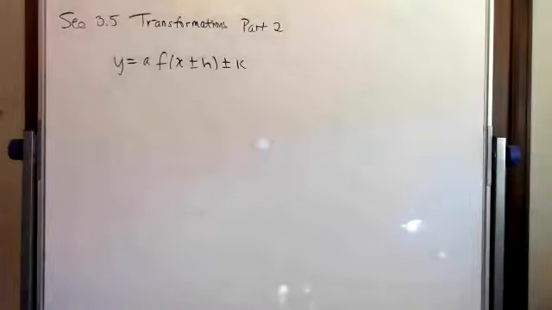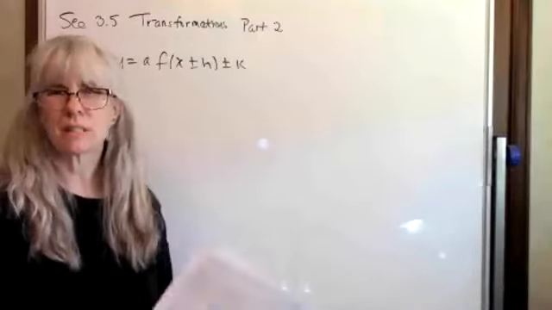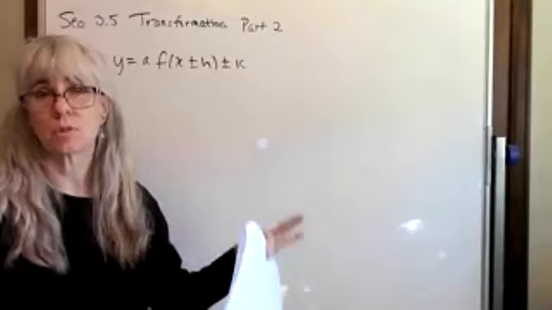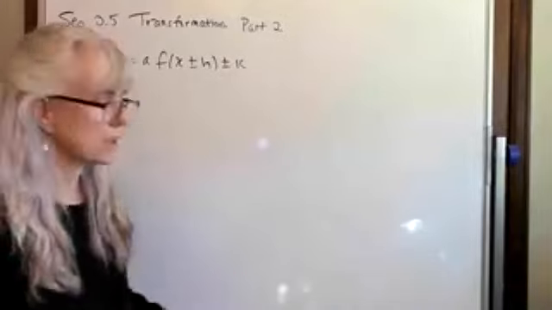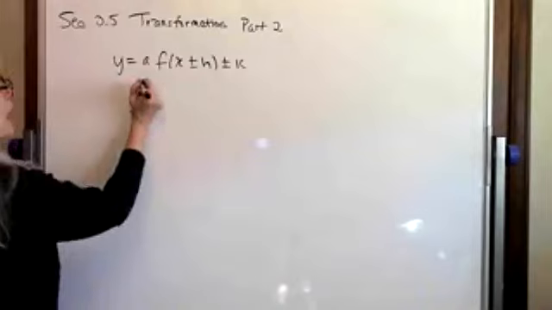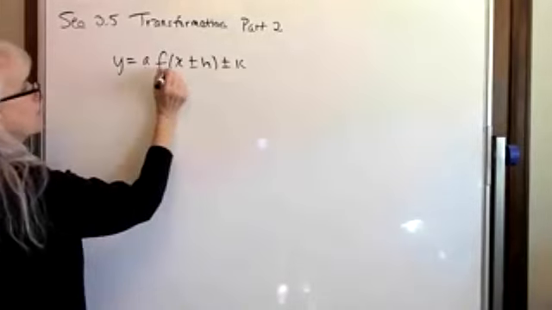So in part 2, let's draw some conclusions. On the handout is a table that I copied directly from the textbook that summarizes the different types of transformations or shifting that we've done. So I'm going to write what I call a generic function. My generic function has an a, it has a plus or minus h and a plus or minus k. And again, f of x is the function itself.